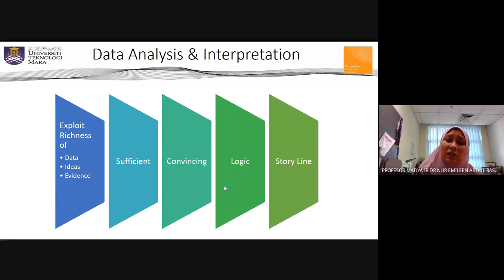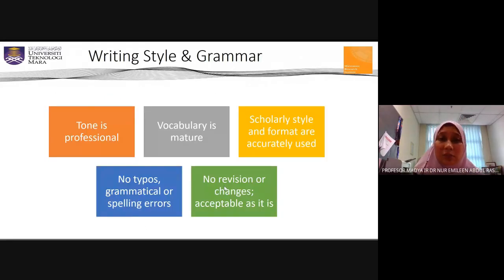So, and then data analysis tu must be convincing, logic and have a storyline. Janganlah pula dia buat experiment result ni melompat ke sini, lepas tu dia patah balik, lepas tu dia patah balik. So we don't want that. We want a smooth punya thesis lah. Writing style and grammar. Kena tone professional. Ada some student, they tend to write the thesis macam buku cerita betul. So, because thesis ni is academic, so kita nak nampak benda tu professional, ada cara dia.